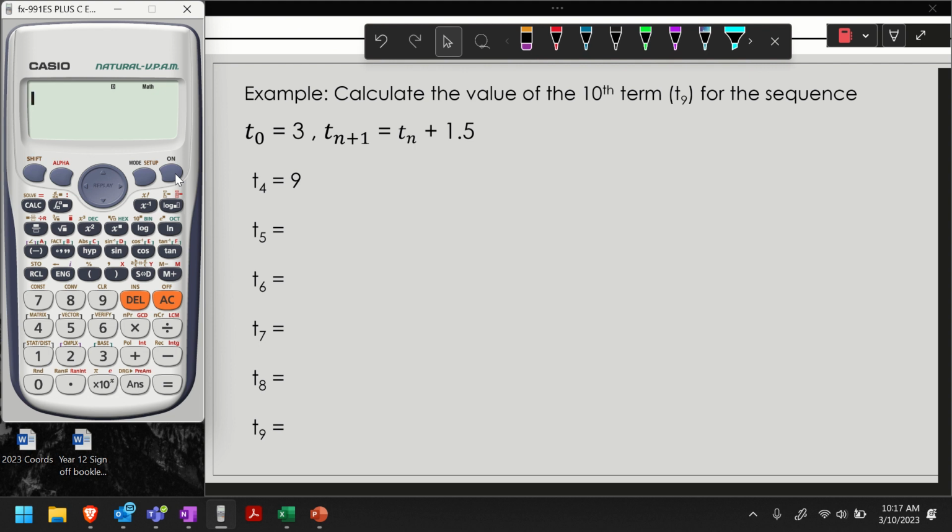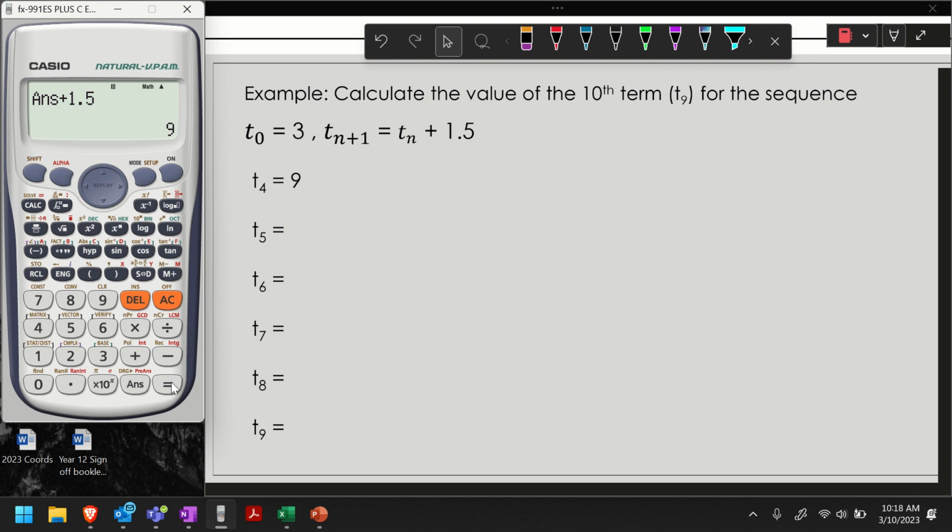Yeah. So you can start at T4 or you can start at 0. I might start at 0. So for 0, we're starting at 3, which is 3. And then what's the common difference, guys? Plus 1.5. So you go plus 1.5. This will give us term number 1, term number 2, term number 3. And then term number 4 should be 9.